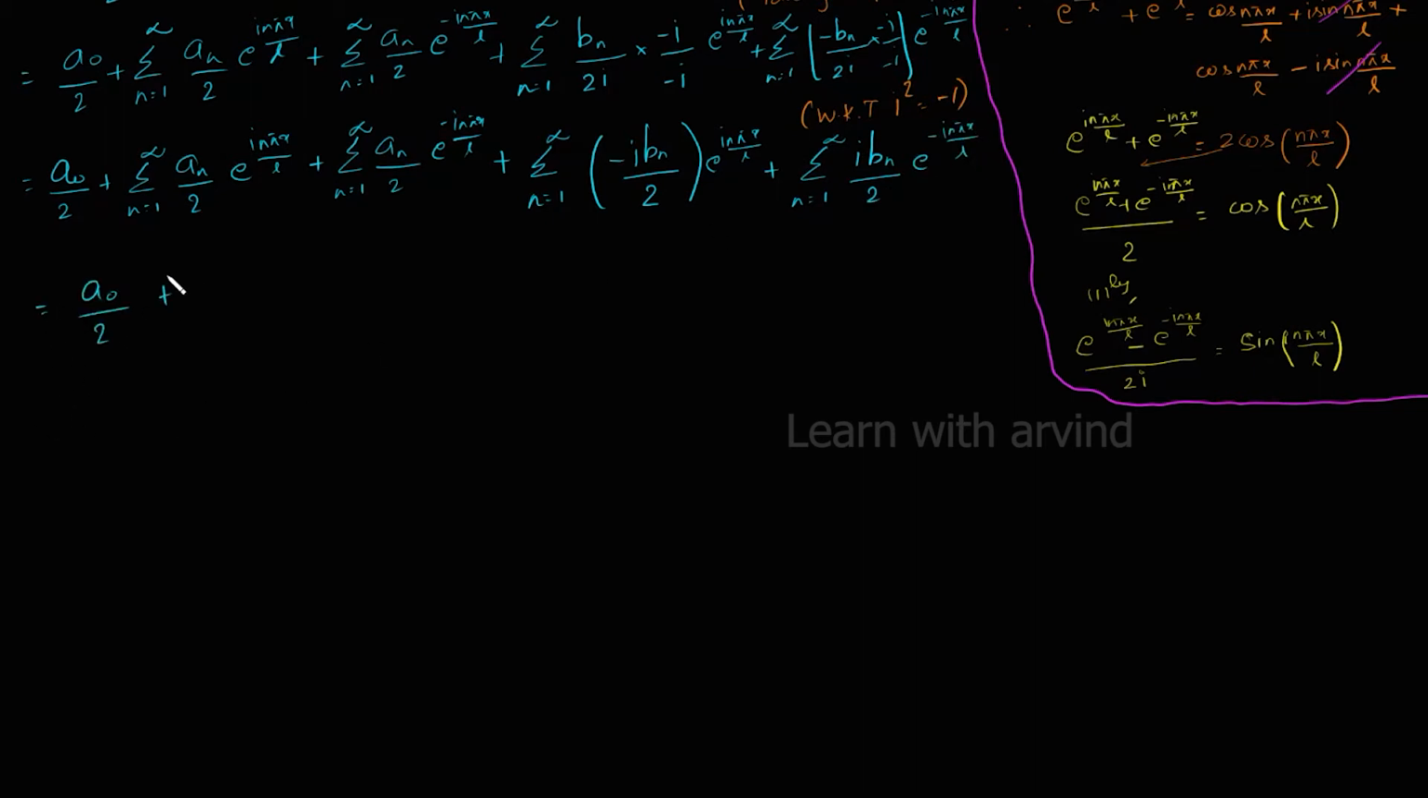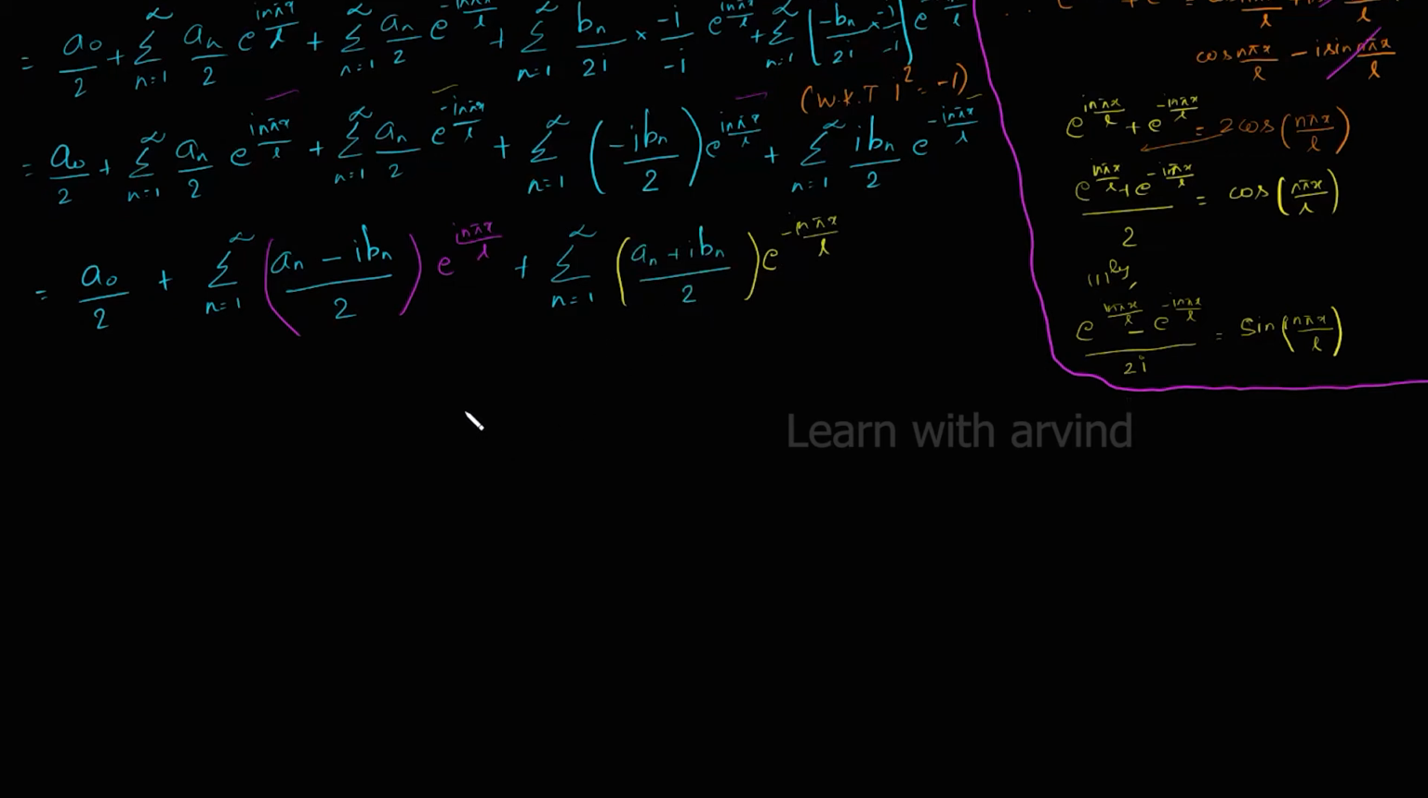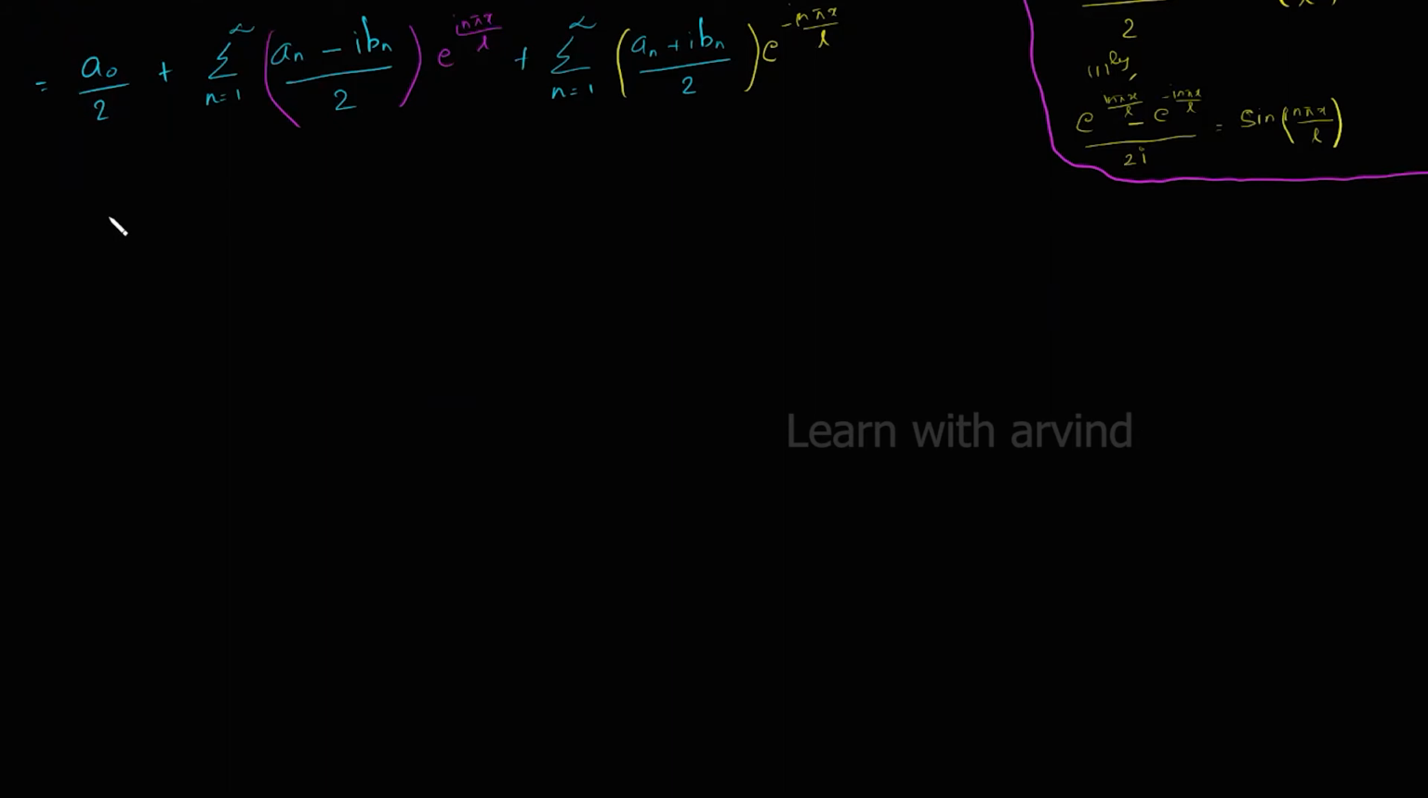Now we are grouping the terms. Summation n is equal to 1 to infinity, we are grouping e power i n pi x by l and writing the terms. Plus, the same way, we are going to group e power minus i n pi x by l. We will be taking e power minus i n pi x by l as common, which gives us f of x is equal to c naught plus summation n is equal to 1 to infinity cn e power i n pi x by l plus summation n is equal to 1 to infinity c minus n e power minus i n pi x by l.